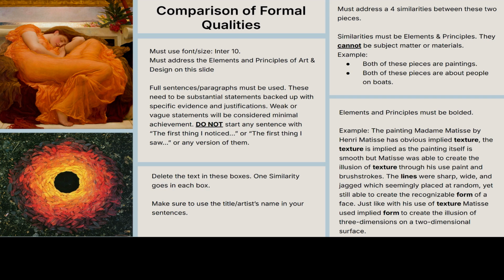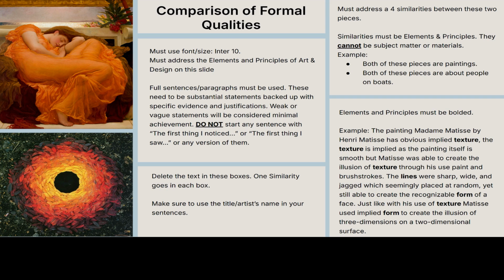You cannot say both of these pieces are paintings. That's not an element or principle. You can't say both of these pieces are about people on boats. That is not an element or principle. You are only allowed to discuss line, shape, form, value, color, space, texture, balance, contrast, emphasis, movement, repetition and rhythm, and unity. So you have to have 4.